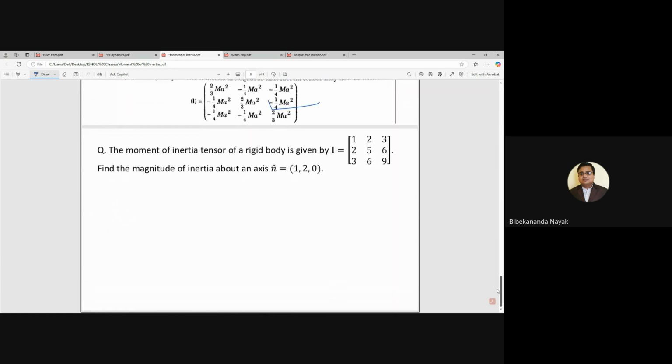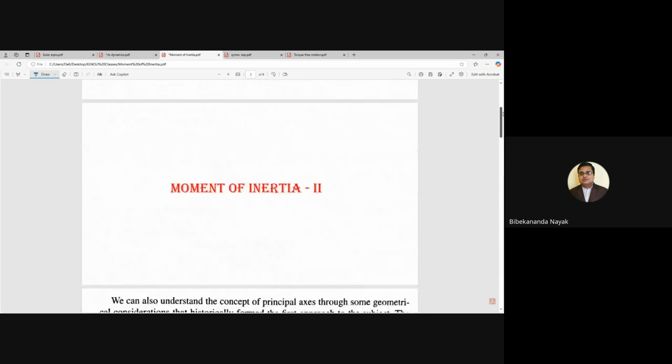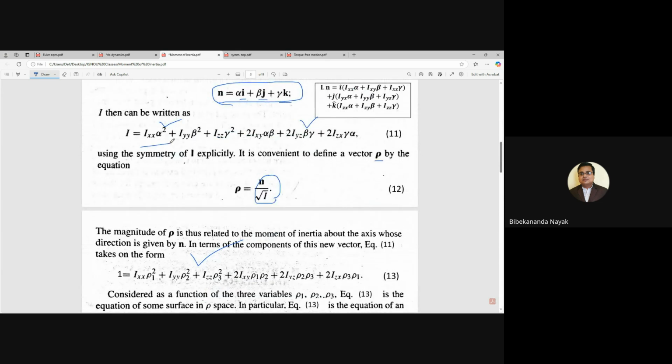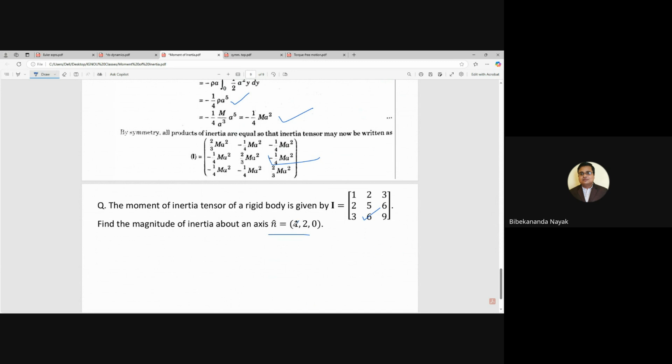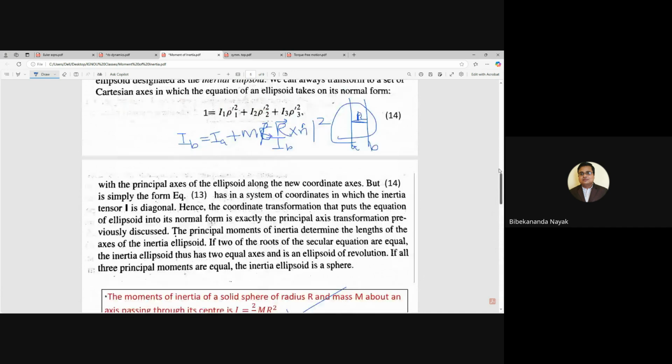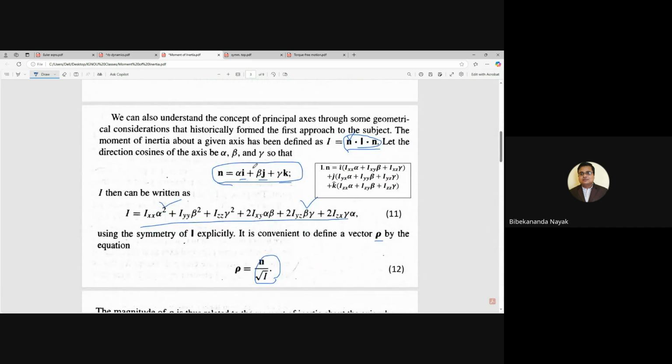This was a simple problem. n is given, the matrix is given. You have to calculate the moment of inertia tensor using the formula I wrote here. Given n, this component is alpha, this is beta, this is gamma: the x component, y component, z component of the n vector, because I take n equal to alpha i cap, beta j cap, gamma k cap. So my formula is this, and using this you can calculate.